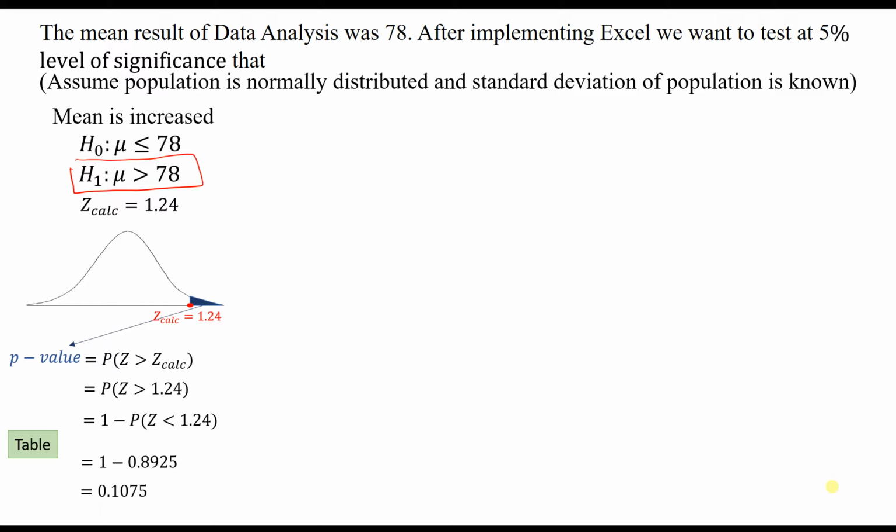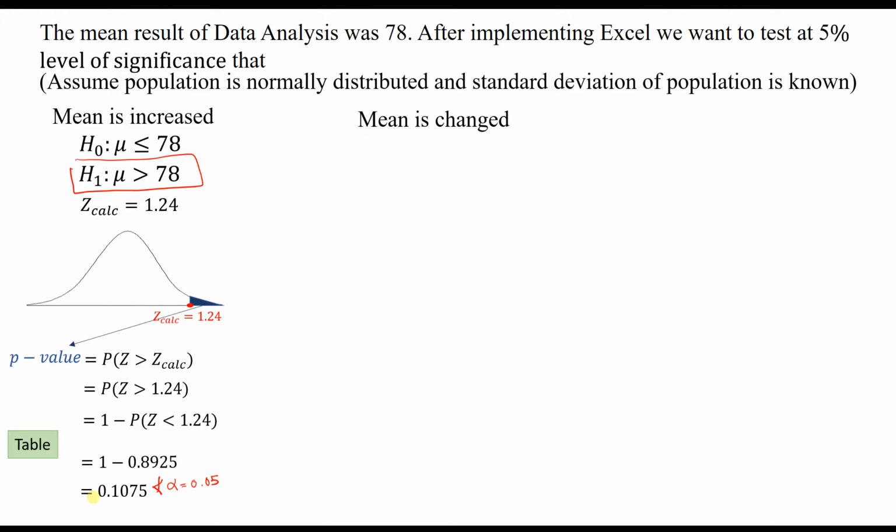Now here we see that the p-value is not less than or equal to alpha, which is 5%. So here we say that we cannot reject H0 in this scenario. So we cannot reject H0. It means that the mean result of the students is not significantly greater than 78.